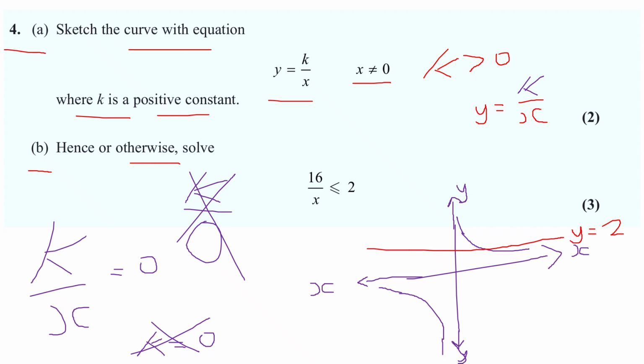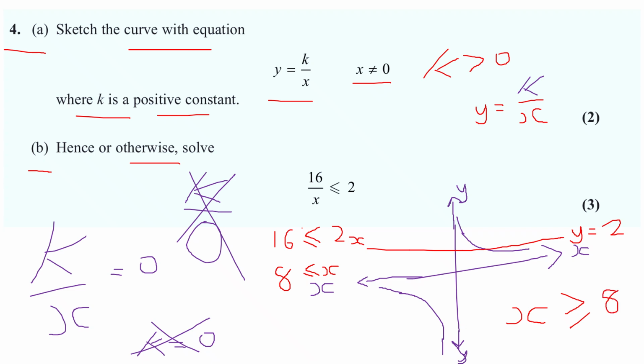So I'm going to times up by x, so we get 16 is less than or equal to 2x, and then divide through by 2, we get that 8 is less than or equal to x, therefore x is greater than or equal to 8. So the solution is x is greater than or equal to 8, for us to satisfy that inequality.